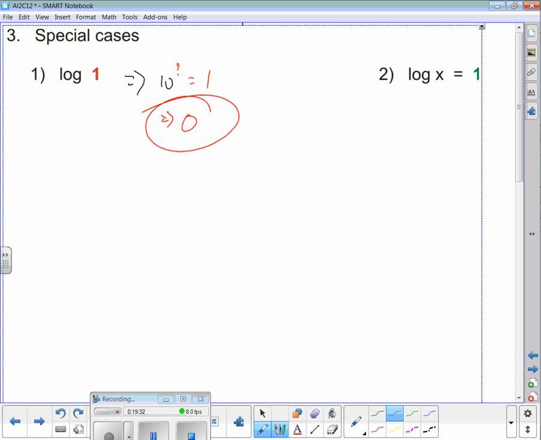The second one is the one I was doing a minute ago, which now you have an exponent of 1. And therefore, in this case, the answer is always going to be the base, right? Which in this case is 10.